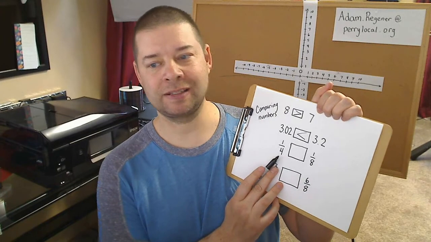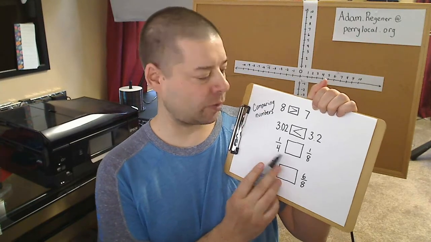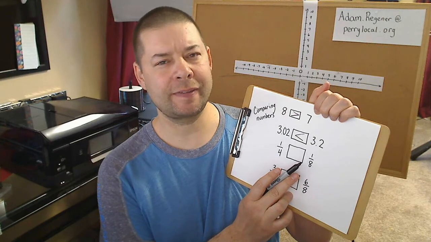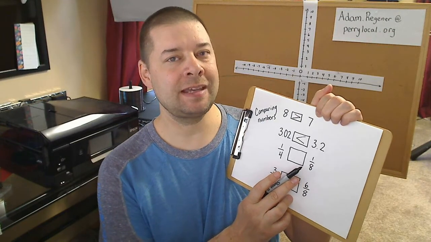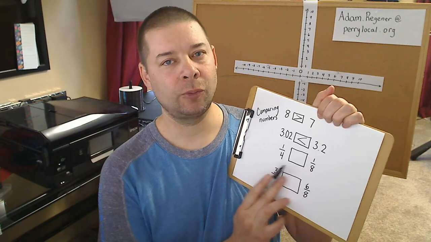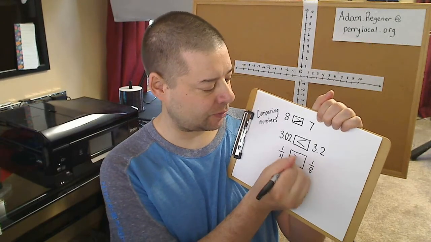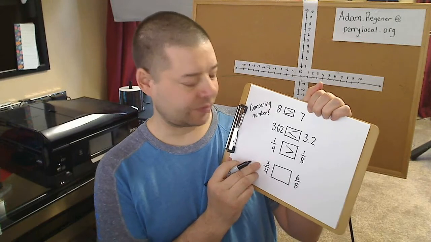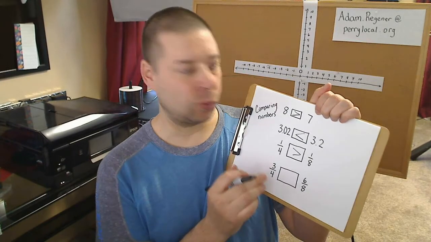Now I'm mixing in some fractions. So I have 1/4 and 1/8. Just think about this like a pizza. Would you rather eat 1/4 of that pizza or 1/8 of that pizza? 1/4 is going to be the bigger amount. So again, I can put my symbol there saying 1/4 is greater than 1/8.